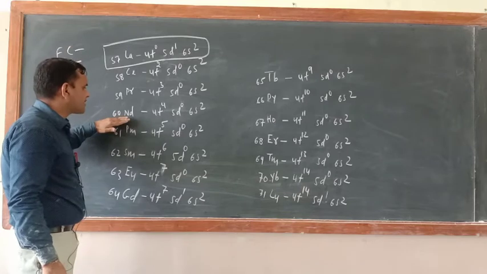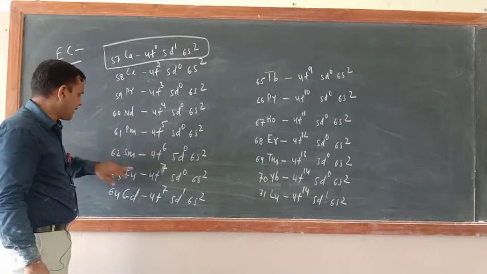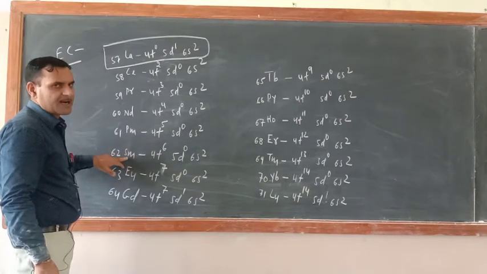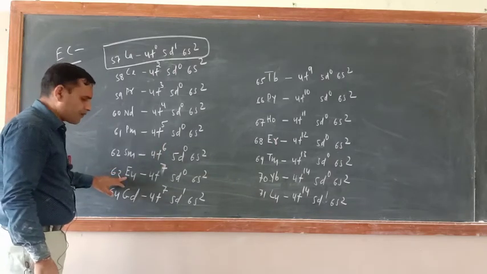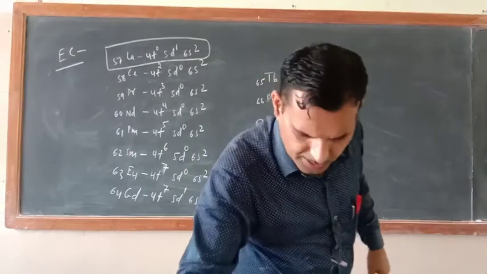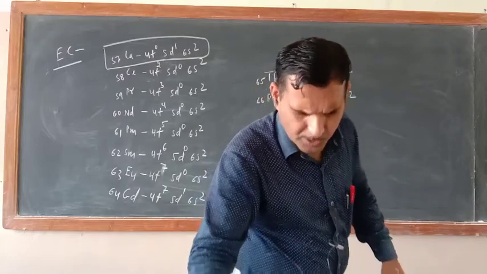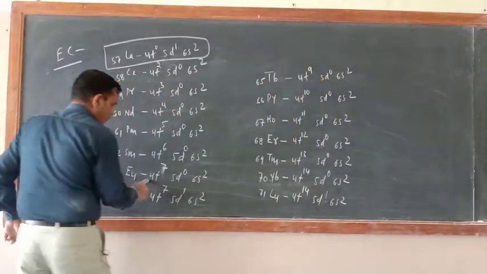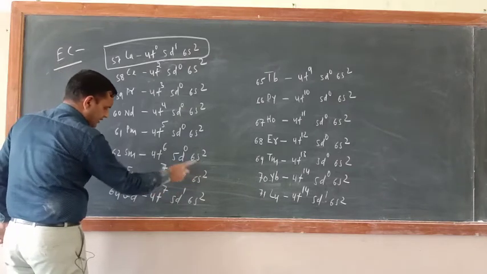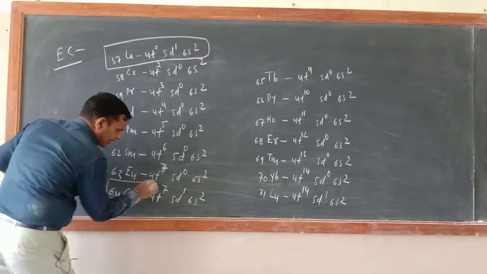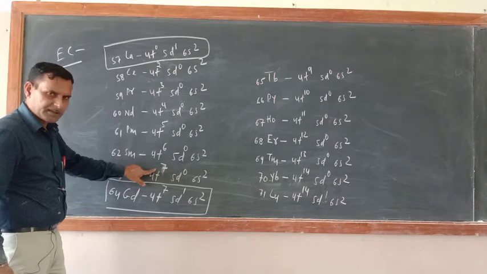This is neodymium 60, 4f4. This is promethium 4f5. This is samarium 4f6, 5d0. Now this is europium. If I am not wrong, let me check. Yes, europium only. 4f7. Now the f orbital is half filled. Now 6s2. Now this is the most important element. Just see, try to understand. Europium has got the half filled electronic configuration.